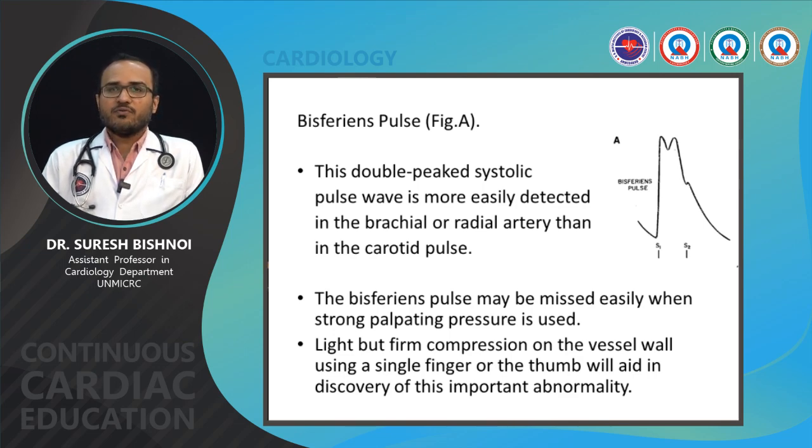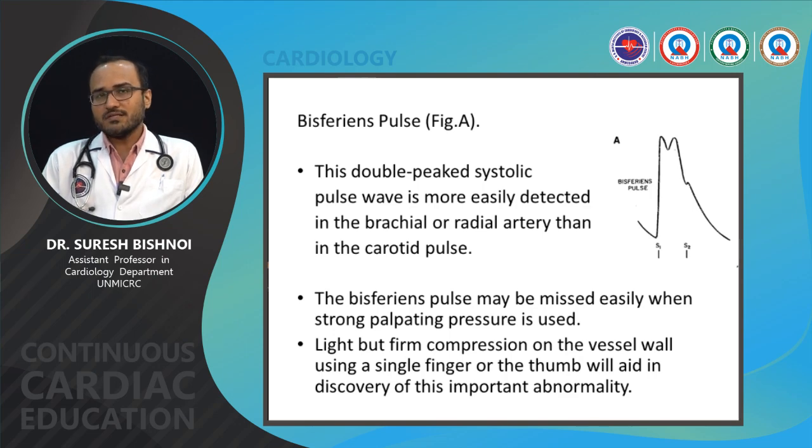And where to examine this pulse? Commonly we look at the brachial or radial artery rather than the carotid artery, because these bisferiens pulses are very well appreciated in the brachial artery as compared to the carotid artery. It may be easily missed when a strong palpating pressure is used.